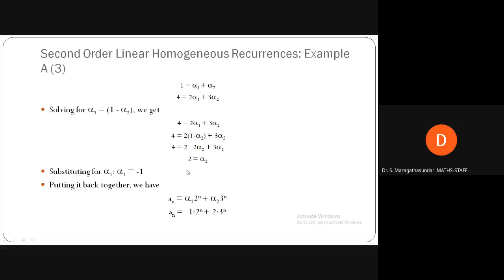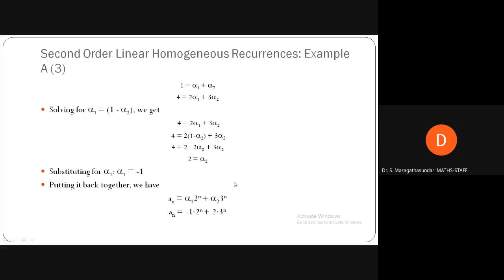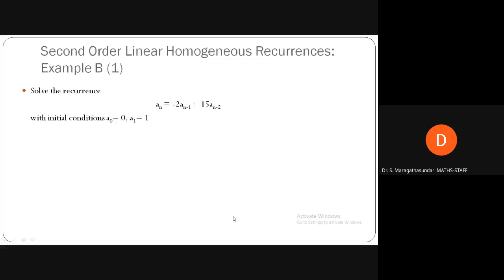Now, this is the solution we got, is it not? In the place of alpha 1, alpha 2, just substitute the values. So I'll be getting alpha 1 equal to minus 1, alpha 2 equal to 2. So minus 1 into power n plus 2 into 3 power n. This is a solution.